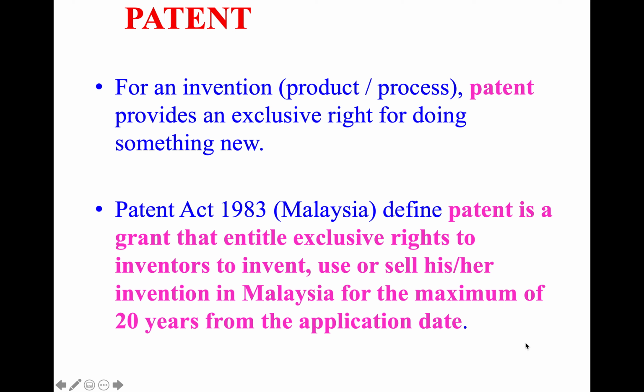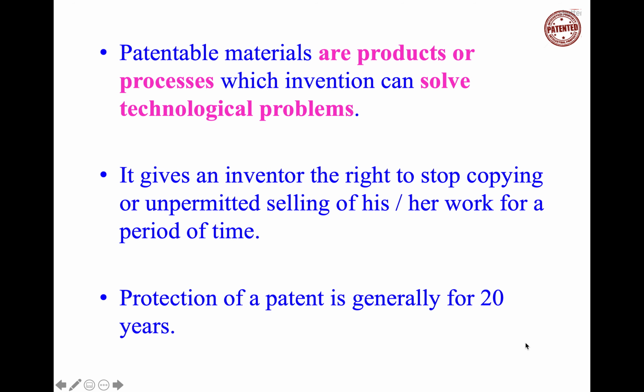The third IP we're going to discuss is patent. Like I said earlier on, don't confuse it with pattern. For any invention, either a product or process, a patent provides an exclusive right for doing something which is new or an improvement. In Malaysia, under the Patent Act 1983, a patent is defined as a grant entitling the inventor to exclusive rights to invent, use, or sell his or her invention in Malaysia for a maximum of 20 years from the application date.